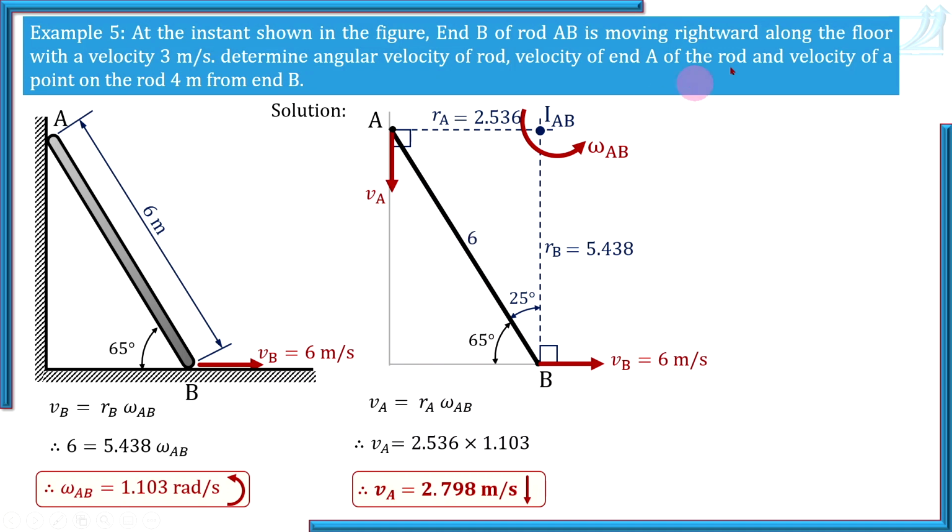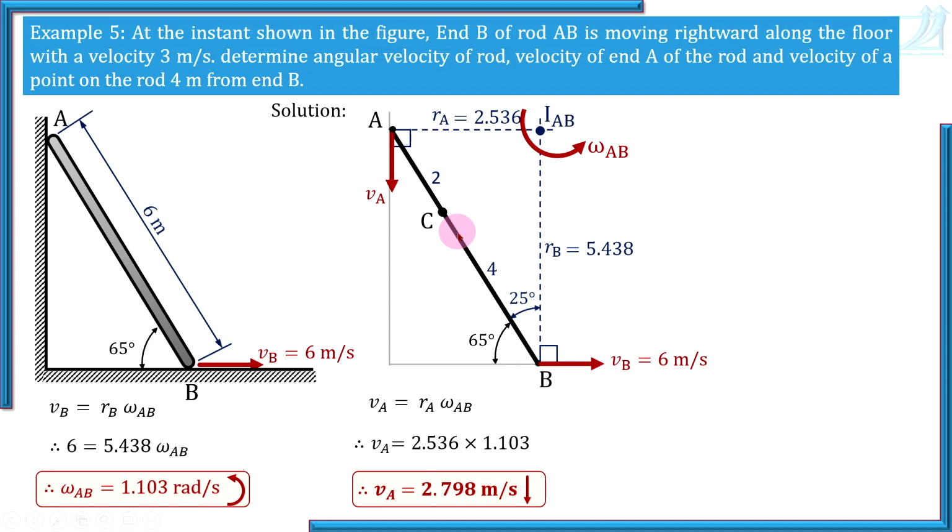Simple. Now what is asked in this problem? Velocity of a point on the rod 4 meters from end B. So there are of course infinite points on the rod. We are asked to find the velocity of one point on the rod which is 4 meters from end B. So let's locate that point first. So 4 meters from end B, I have labeled a point as point C. So the remaining distance, that is the length AC, is 2 meters. So the total length of the rod is given as 6 meters.